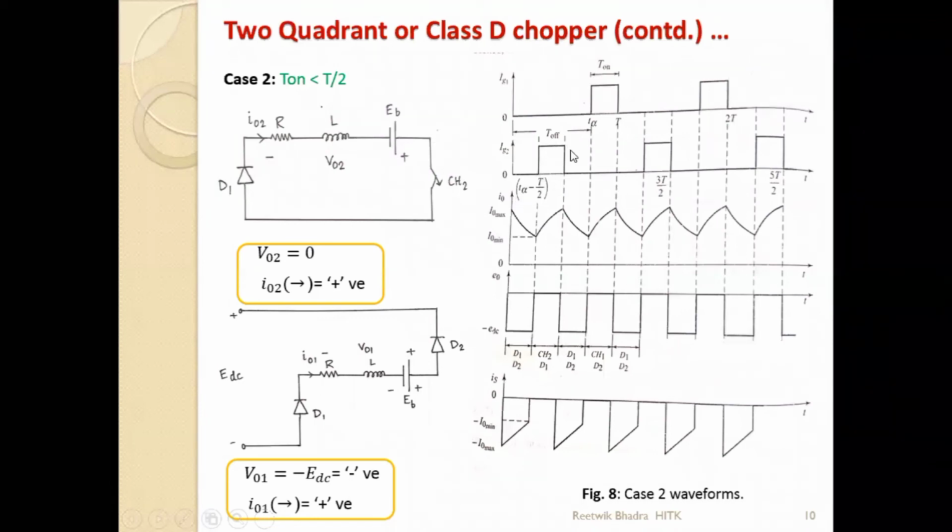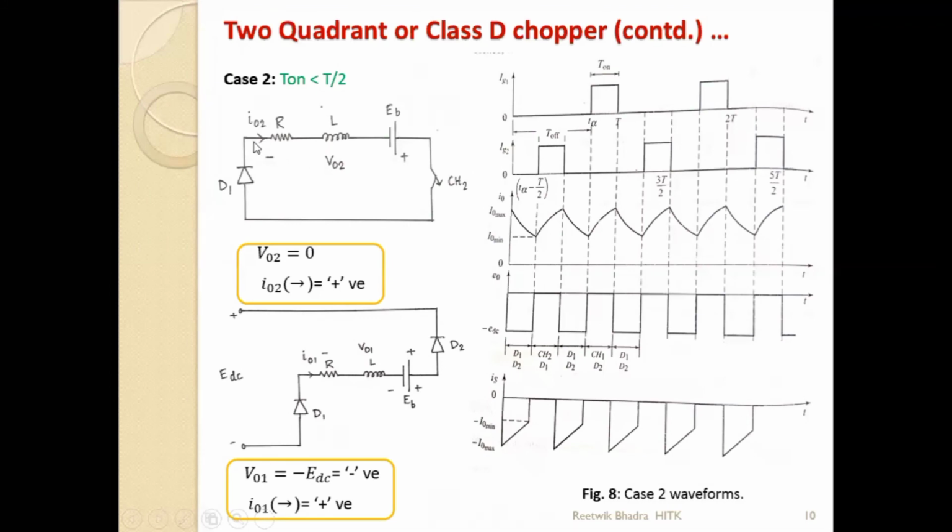So during this period, IG1 is low, IG2 is high. So my CH2 is on. This is my load R L EB. CH2 is on. So this EB now acts as my source because there is no other source in the network. So this charges my inductor through this CH2, obviously this diode D1 back to this load. Now this side will be positive because this is my source over here, positive, this side is negative.